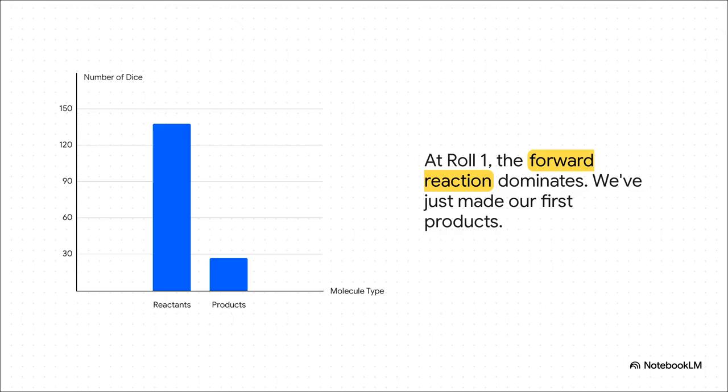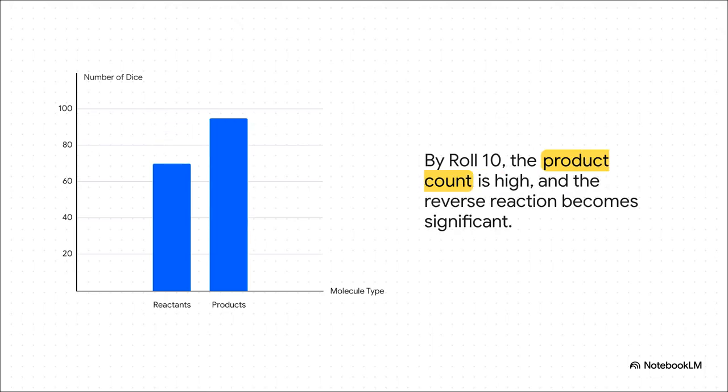The forward reaction is totally in charge here. Fast forward to roll 10, and wow, things look different. A whole bunch of reactants have moved over to the product side. But look at that. As the product pile gets bigger, that reverse reaction starts to kick in. Some of those products are now making the journey back to being reactants with every single roll.